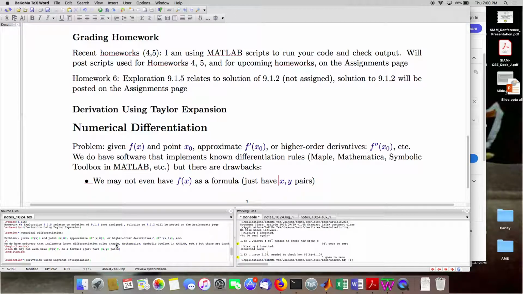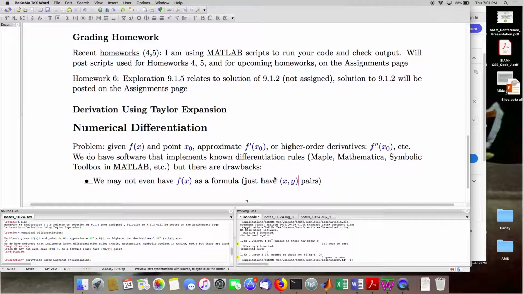So your function, all your knowledge about the function f of x might consist of nothing more than pairs, ordered pairs of points in this graph, x values, y values, just like for interpolation, where we're given discrete data and we find a polynomial that passes through those points. So if you don't even have a formula for f of x, you certainly can't apply those differentiation rules to it.